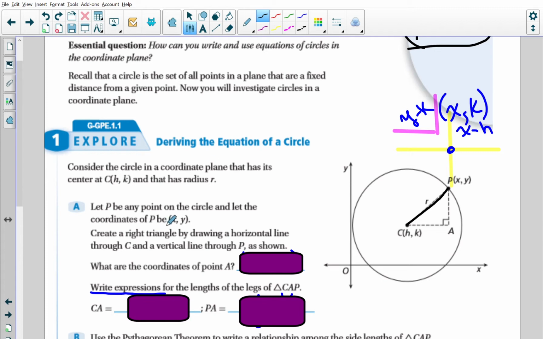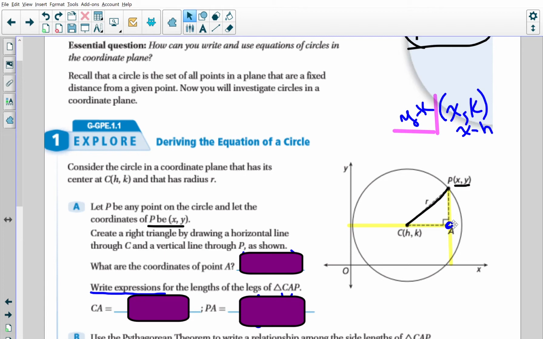Well, we're going to define some point P on the circle at coordinate XY. That's just general. We don't know. It could be any. It could be this point, this point, this point. Doesn't matter. Create a right triangle by drawing a horizontal line through C. Follow directions. A horizontal line through C. Right? A vertical line through P. Okay? Those intersect at point A.